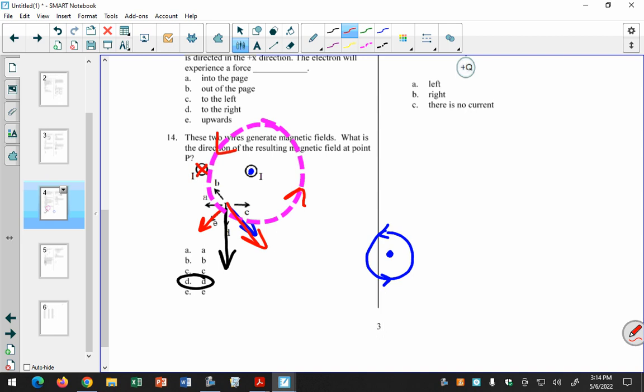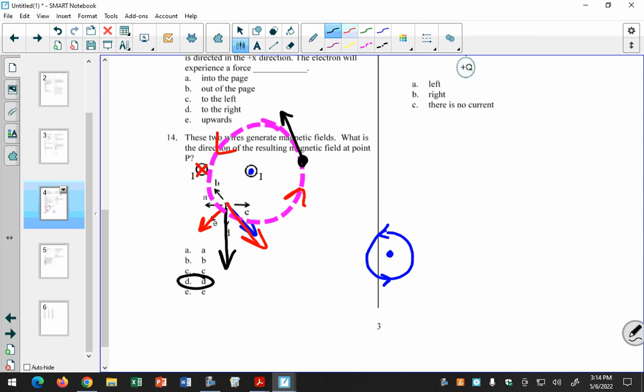It's helpful to draw the circle, but I don't usually do it because it gets too messy. But your magnetic field does go around in a circular path around that wire, okay? And then at whatever point I'm looking at, like if my point was over here, my magnetic field goes tangent to that circle.